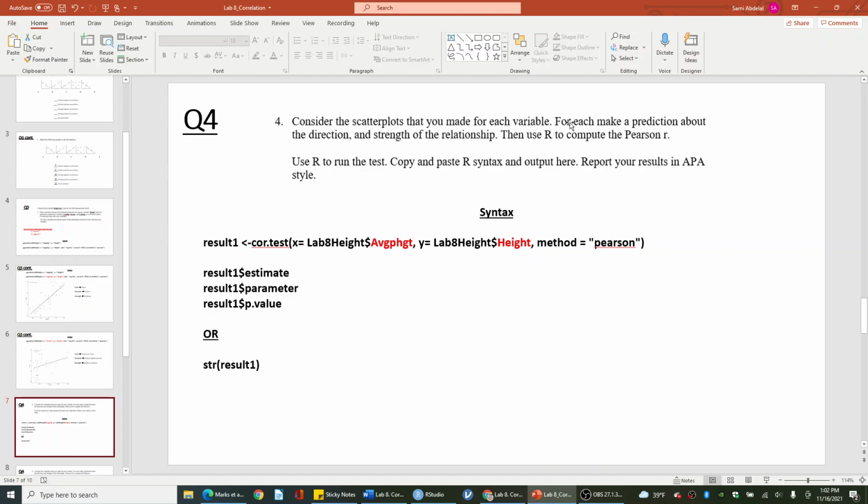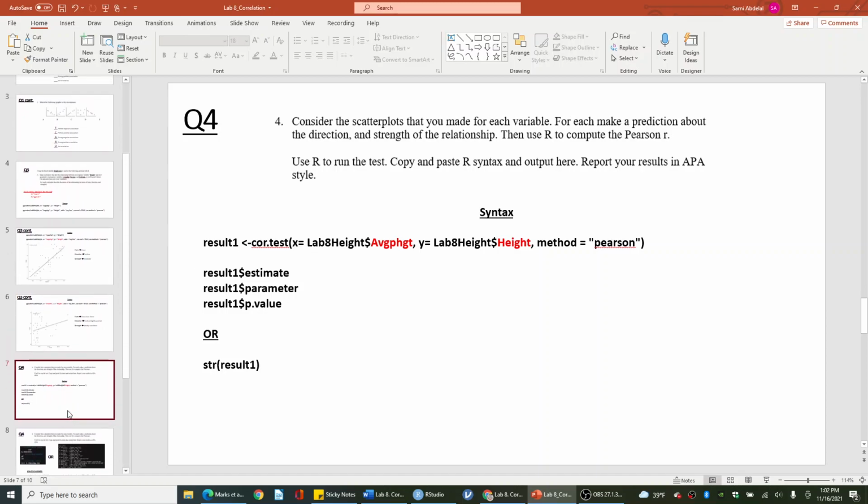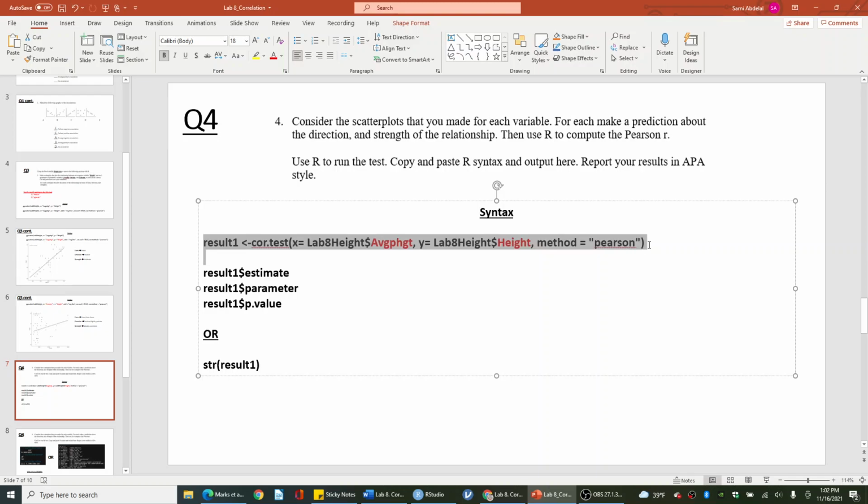So we've already made a prediction about the strength and direction of the relationship. Now we're going to use R to write this answer in APA format so it makes sense. So this is the syntax you're going to use. You're going to see the same thing in R, but I just wanted to throw it on the presentation so you guys could see it a bit better.